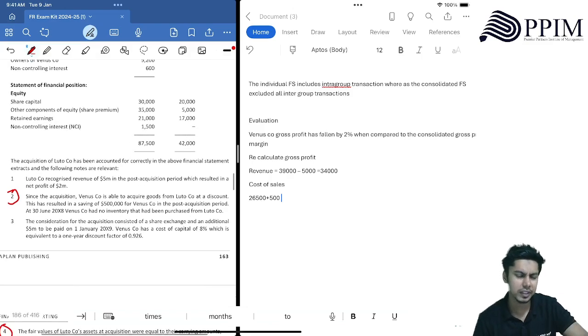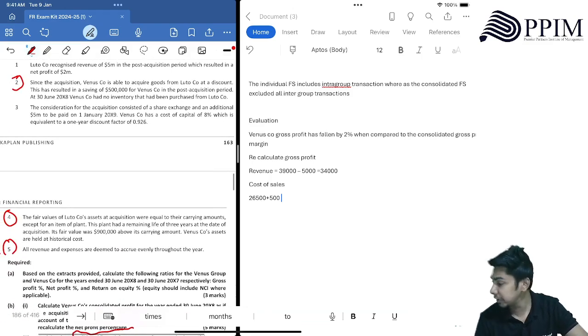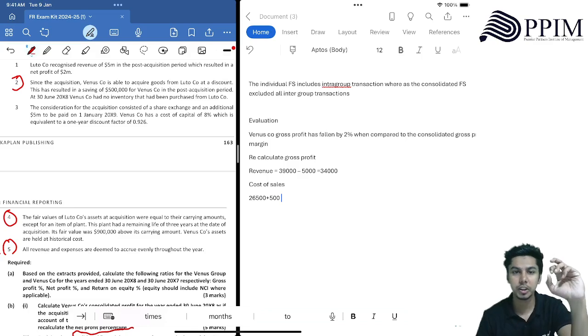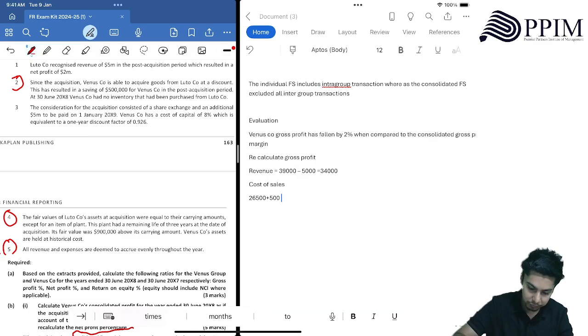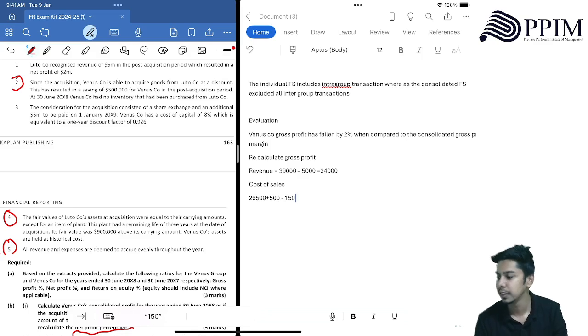Unwinding will not affect the cost of sale, but the depreciation will affect the cost of sale. So remember, in our question, depreciation was how much? 150. If that depreciation is not there, what will happen? Cost of sale will go down by 150. Check and see, guys, now over there. Right. Cost of sale will go down by 150.